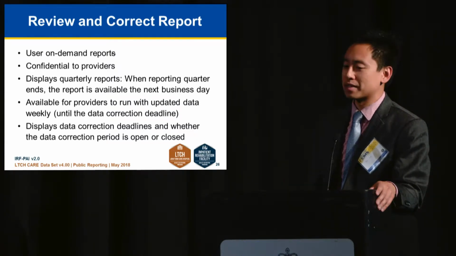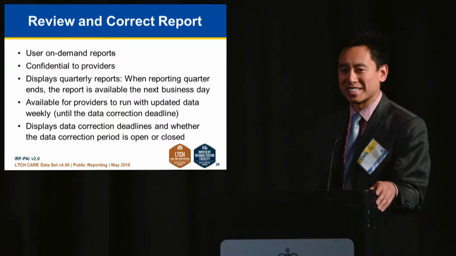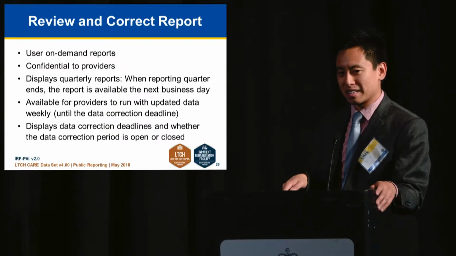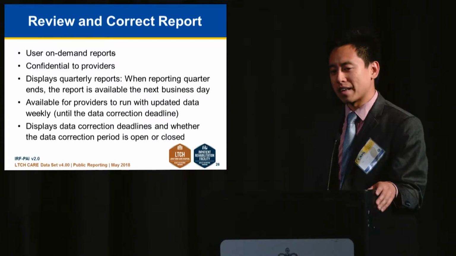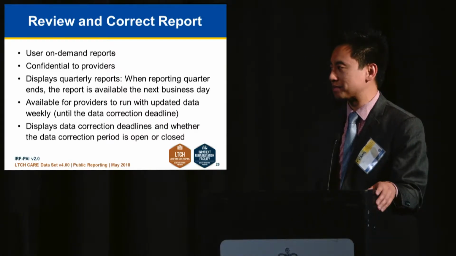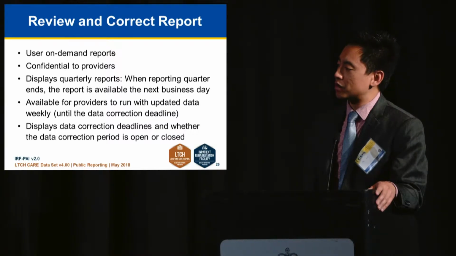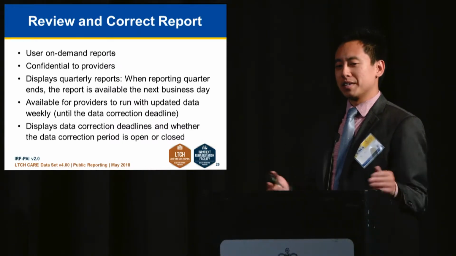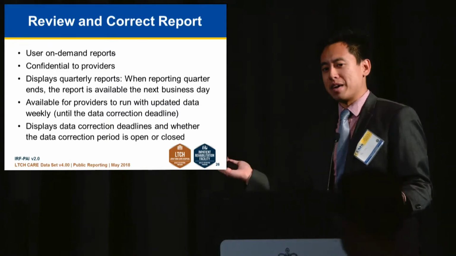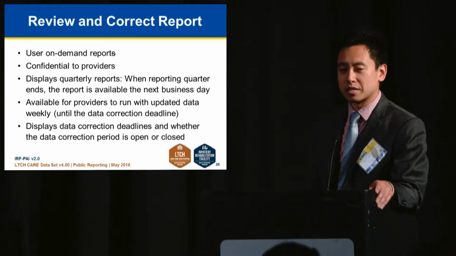So this is May 15th, for quarter 4, 2017. Next week is the last day to correct quarter 4, 2017 data, 4.5 months after the end of that quarter. So that's the last day. The review and correct reports also display the data correction deadline and whether the data correction period is open or closed. Right now, quarter 4, 2017 is considered open, but by May 15th next week, it will display as closed.